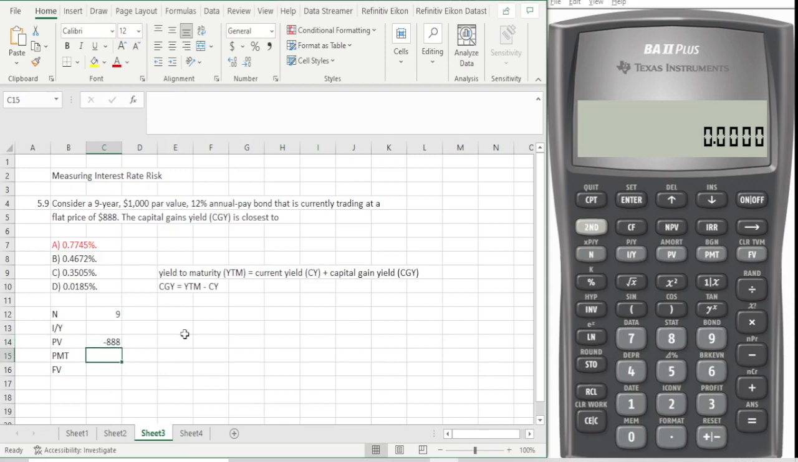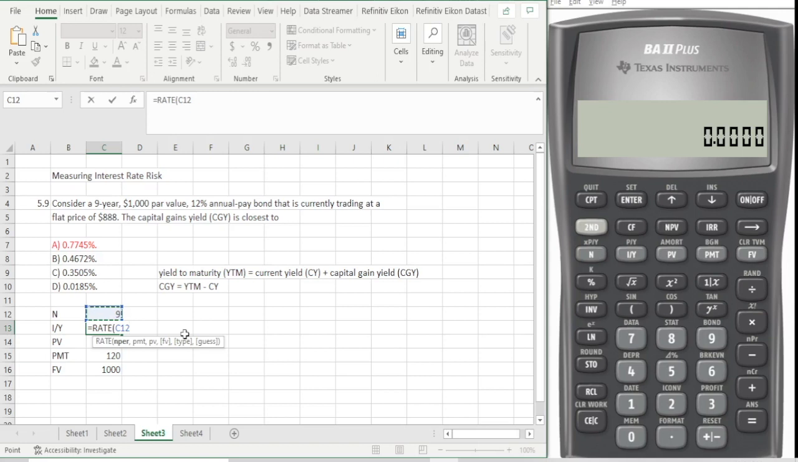Okay. Coupon payment: par value 1000 times the coupon rate. Enter. Par value 1000. Let's figure out yield to maturity.